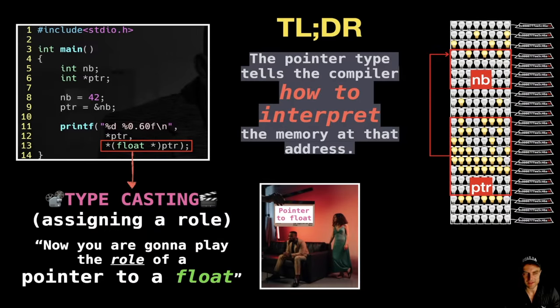Well, the best analogy that came to my mind is like the real casting, when we want to decide which actors have to play in our film. That's basically the same idea. When we do a cast, we are assigning a role to a pointer. So we are assigning the role of a pointer to a float to my pointer. Here I'm telling ptr, hey dude, I know that you are a pointer to an integer, but this time you're going to play the role of a pointer to a float. So we're going to dereference the pointer again, but this time as a type float.